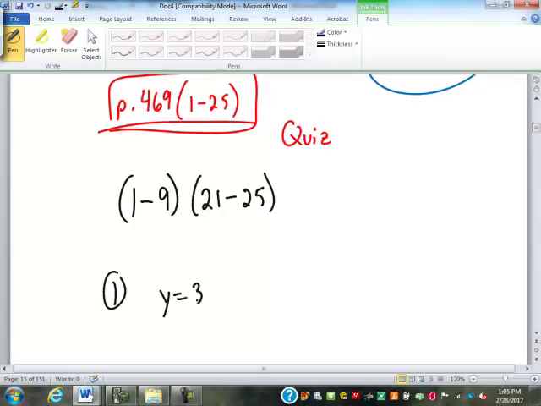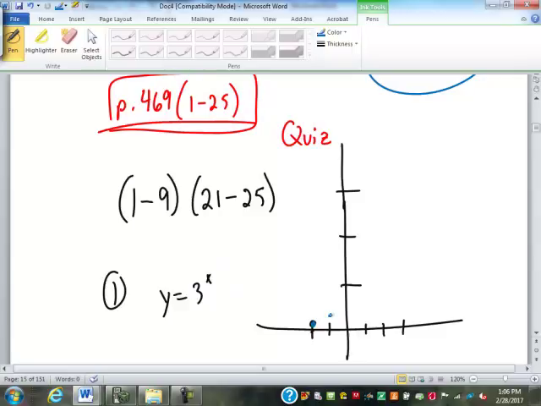Y equals 3 to the x. We don't have to go negative, from x equals -2 to +3. If x is -2, 3 to the power of -2 is 1/9, so that's right in here. I'm going to change colors. If x is -1, 3 to the -1 is 1/3, so that's going to be right here.